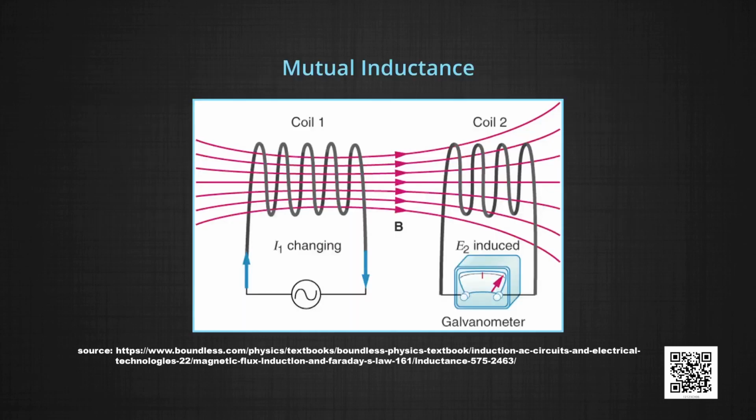Take a look at the model. In this, current is passed in coil 1 and coil 2 is placed in the vicinity of the first. The AC current is varying the magnetic flux associated with coil 2. This induces an EMF in coil 2. This is mutual induction. Let us find out the coefficient of mutual induction.